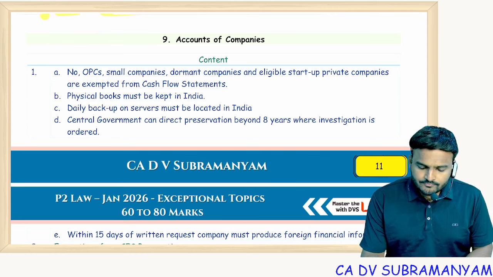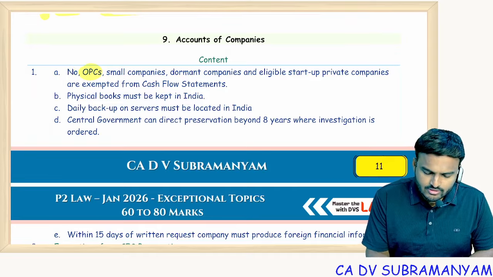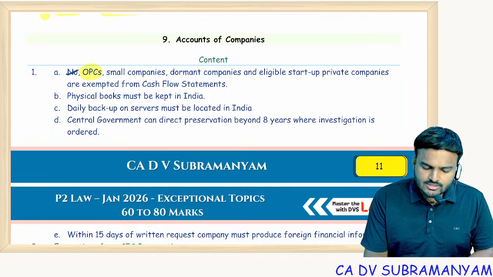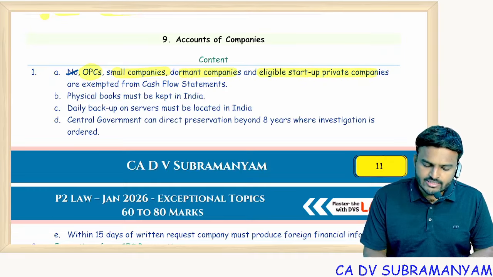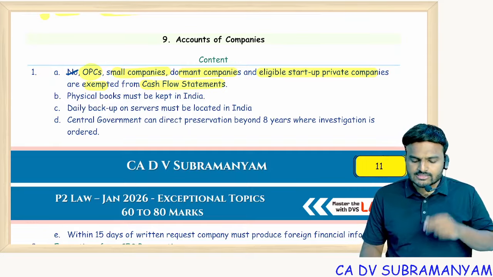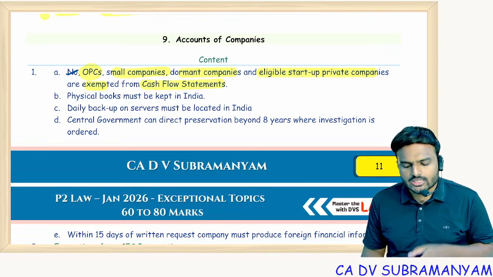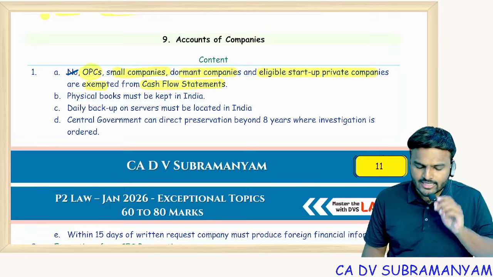First one, OPC. Let me strike off this one, not required. OPC, small company, dormant company, eligible startup private companies are exempted from cash flow statements.